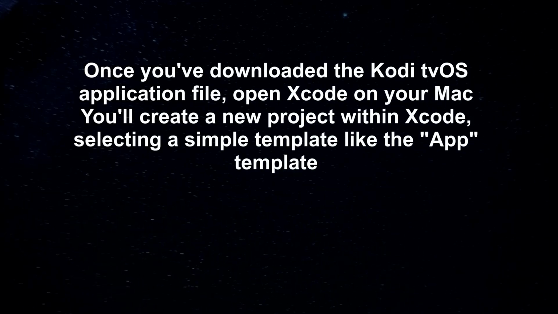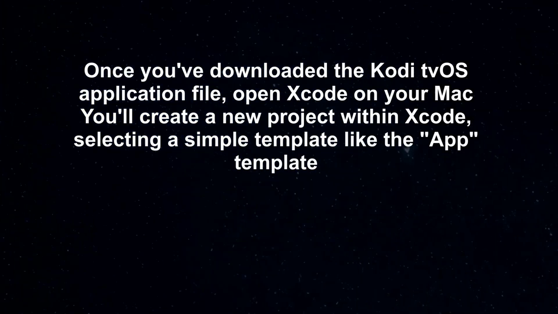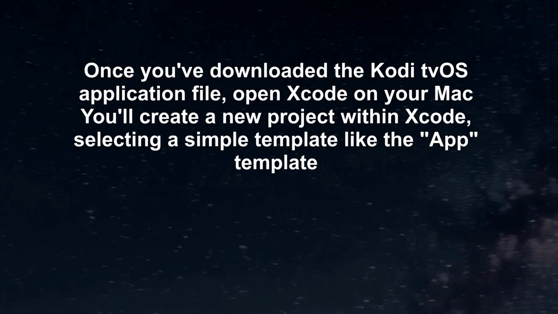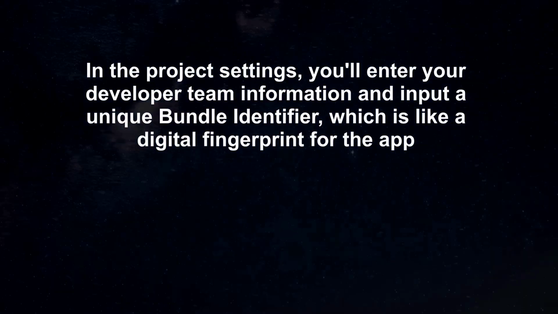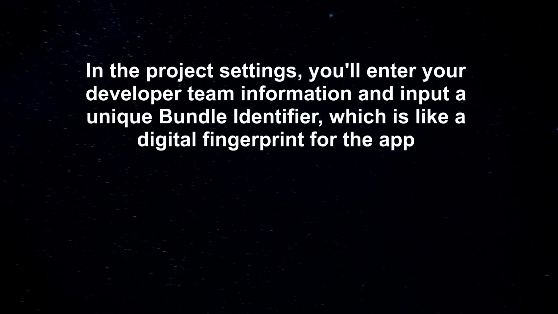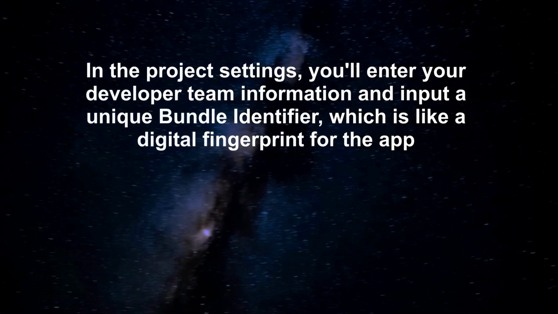Once you've downloaded the Kodi tvOS application file, open Xcode on your Mac. You'll create a new project within Xcode, selecting a simple template like the app template. In the project settings, you'll enter your developer team information and input a unique bundle identifier, which is like a digital fingerprint for the app.